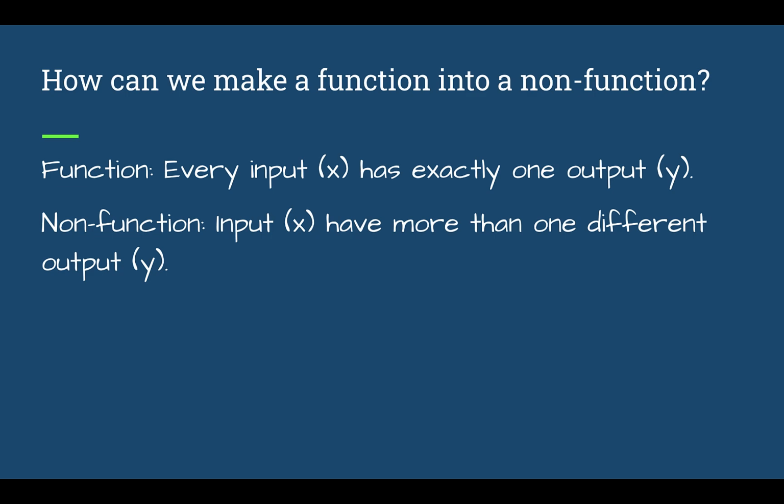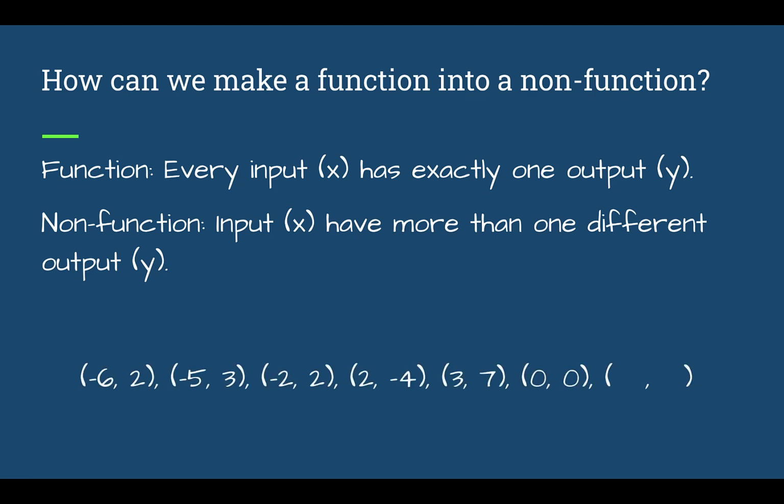So if we want to change a function into a non-function, we need to take it from where each input has exactly one output and then make it so that an input now has more than one different output. So let's start with our coordinates. The way it is currently is a function. Our x values are -6, -5, -2, 2, 3, and 0. They're all different. It's a function.